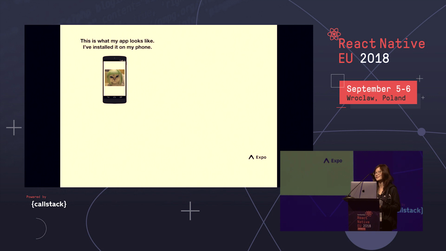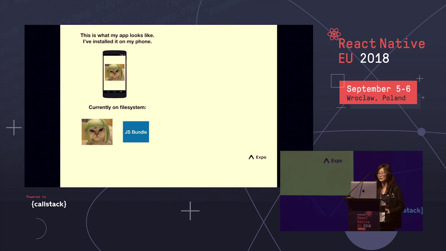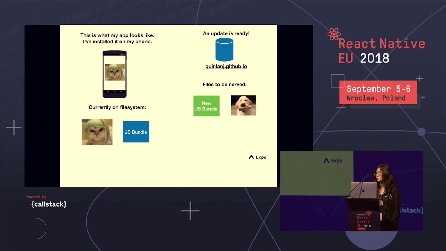So originally, I have this app with a cat picture. And currently on the file system, I have the cat picture and I have the JavaScript bundle. All right, and here is the GitHub server that I've hosted my app on. So when I finally push my commits to GitHub with the extra dog picture, let's take a look at the files that need to be served down for this update to work. In order for this update to work, I need to pull down a new JavaScript bundle, and I need to pull down dog.png.